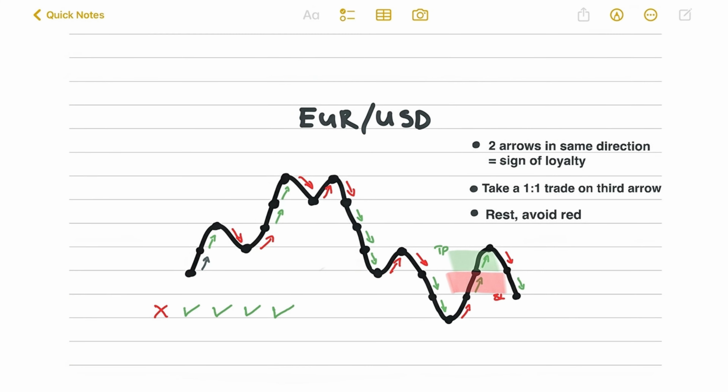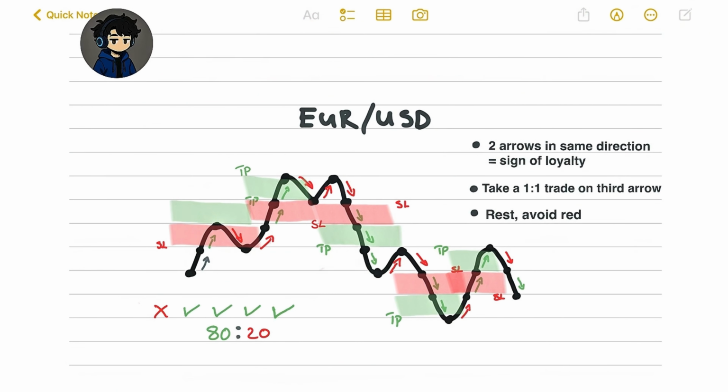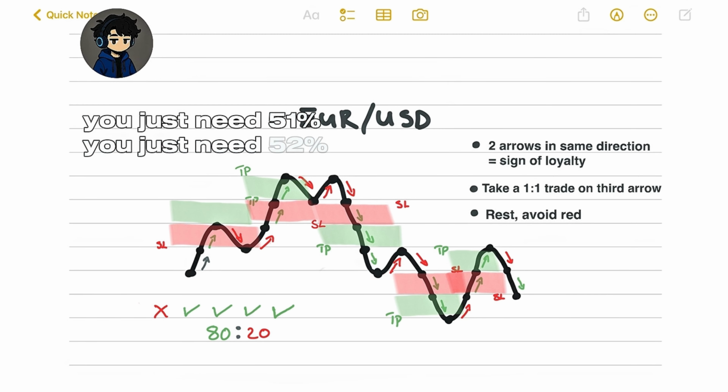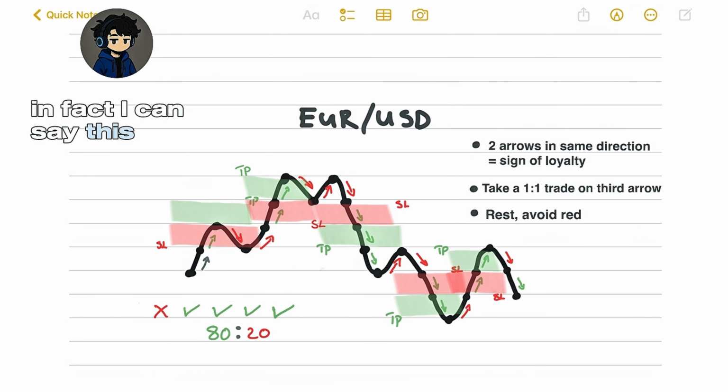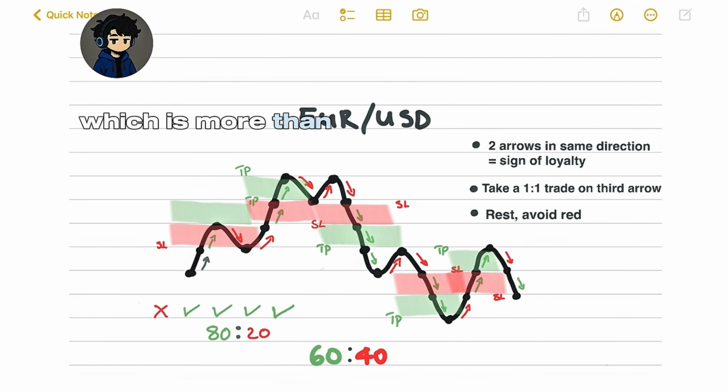So out of 5 trades, we lost 1 and won 4, giving us an 80% win ratio. Now I know these were mock trades, and also the statistics is not enough to make a conclusion about the winning rate of the strategy. But then here's the thing, you don't need an 80% on the strategy. You just need 51%. You just need 52%. In fact, I can say this strategy can comfortably give you 60%, which is more than enough.